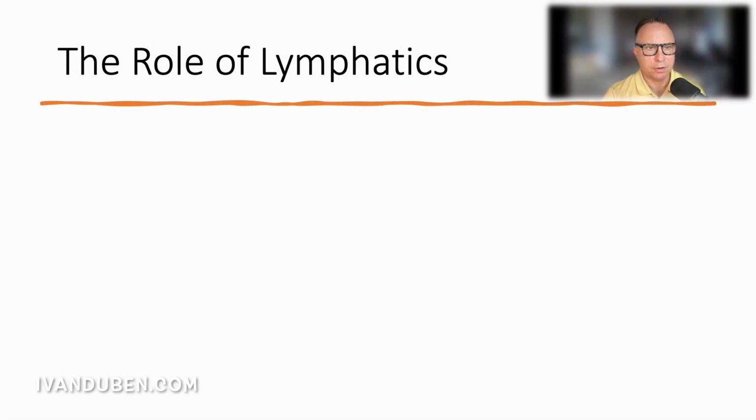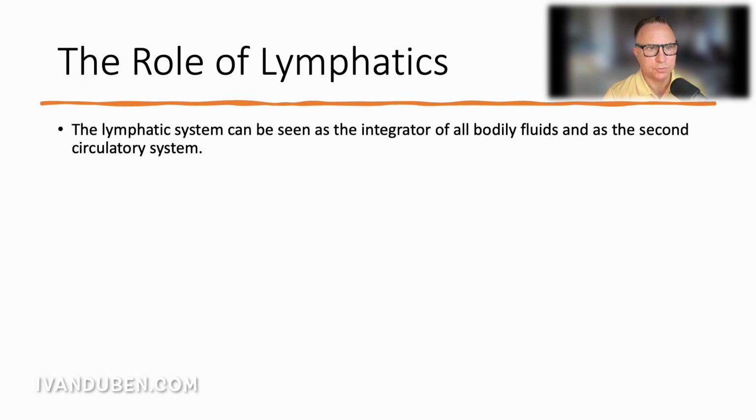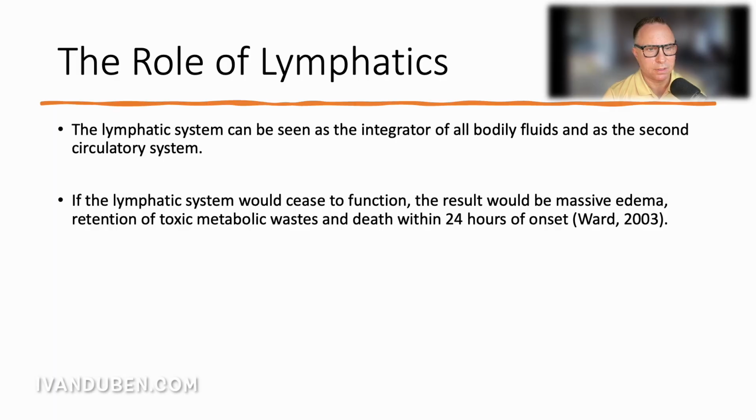I'm going to provide a diagram in a moment giving a general idea of the physiology relative to anatomy of the lymphatics. In terms of the role of the lymphatics, it can be seen as an integrator of all bodily fluids and as the second circulatory system. If the lymphatic system would cease to function, the result would be massive edema, retention of toxic metabolic wastes, and death within 24 hours of onset.